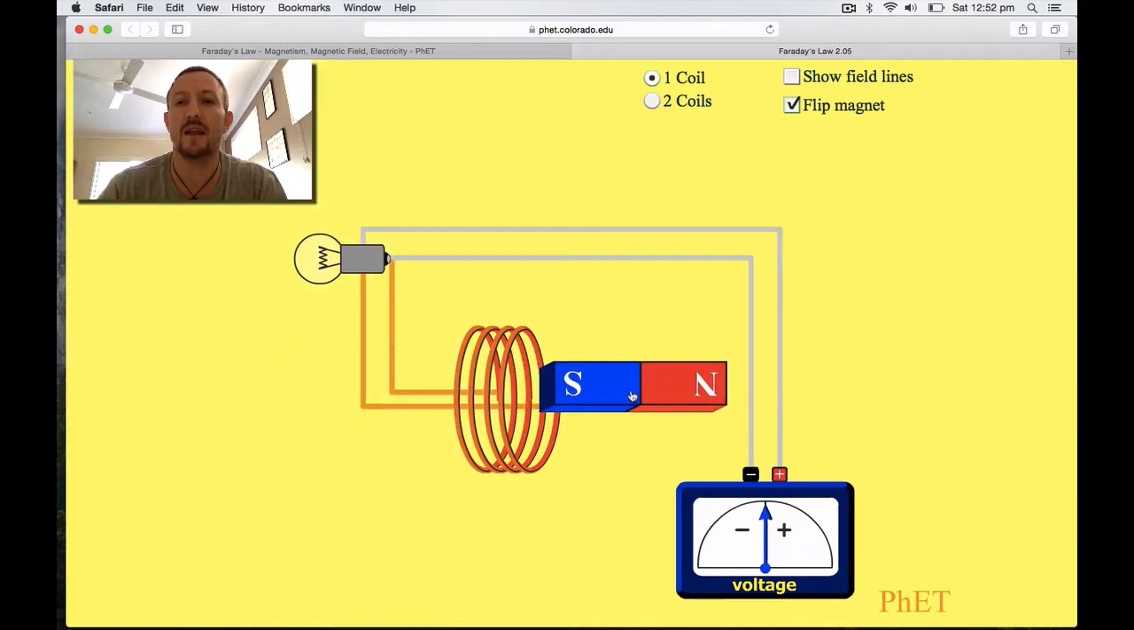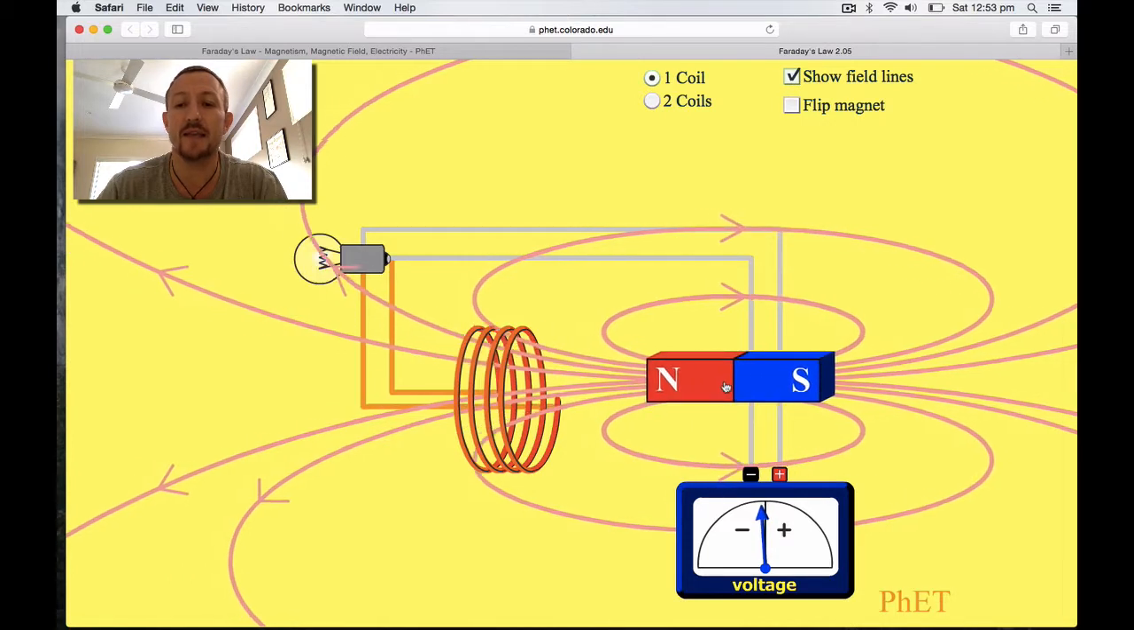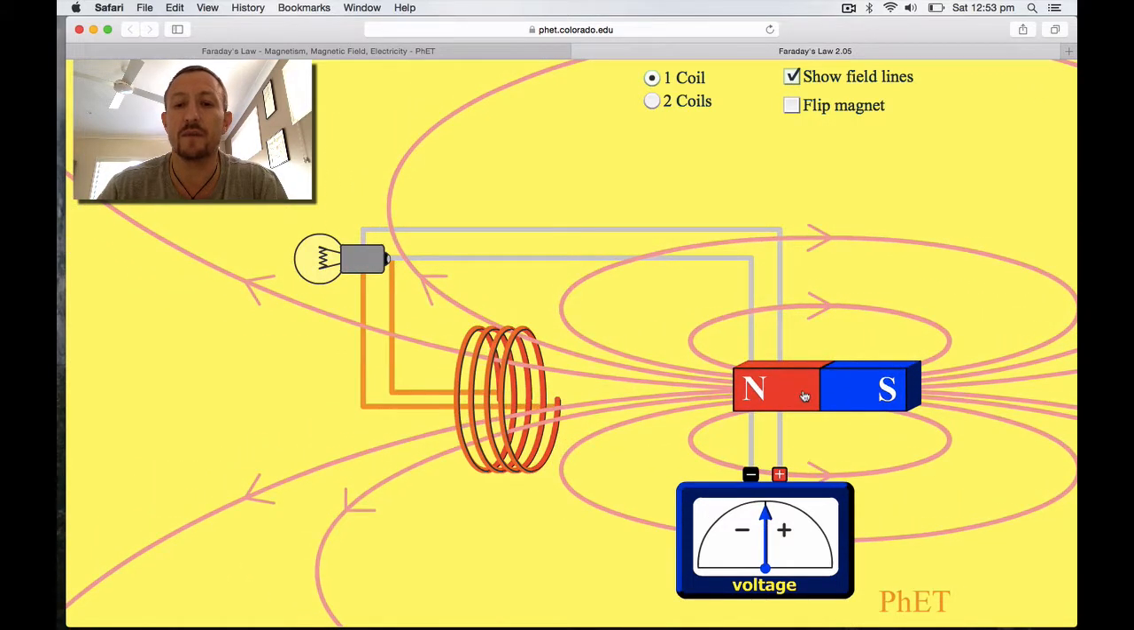Massive movement in the opposite direction. So let's flip it back to its normal position. Okay, and let's put in the field lines. Now what you can see there in this case is you've got some field lines which are generated.